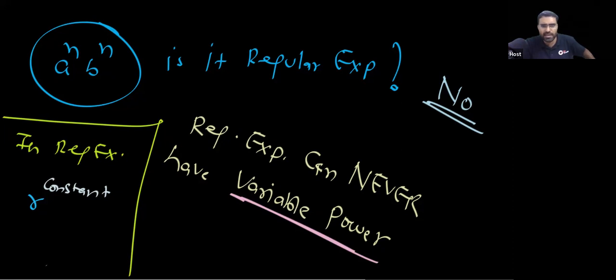But anyway, for simplicity, I am saying that R power constant is fine. R star is fine. R plus is fine. R or S is fine. RS is fine. Okay, so these things are fine. Is this point clear? Tell me.